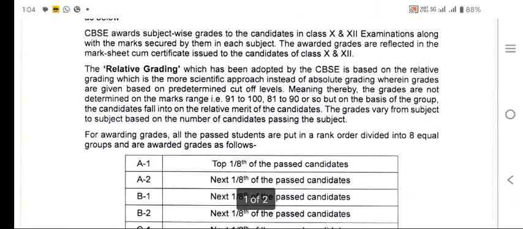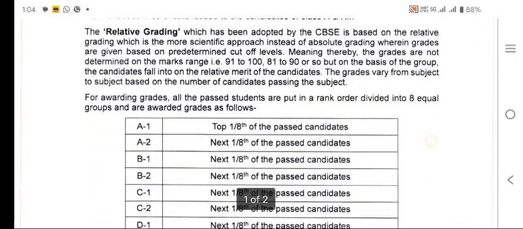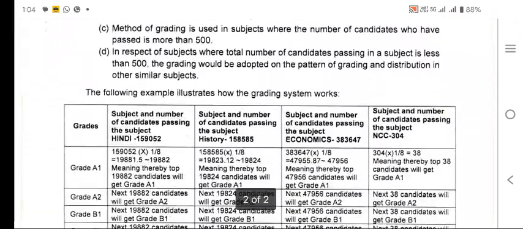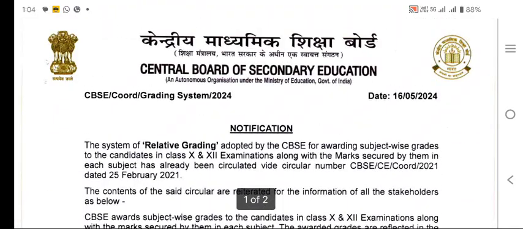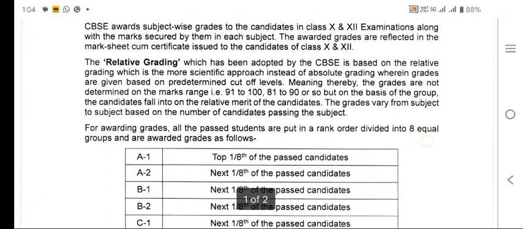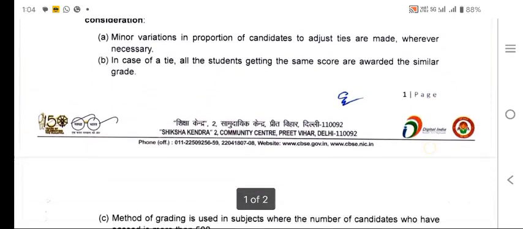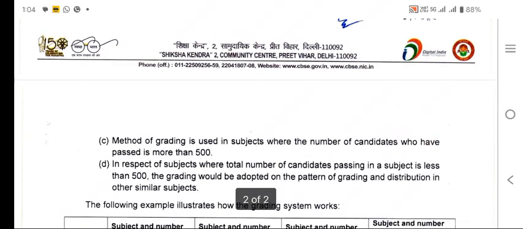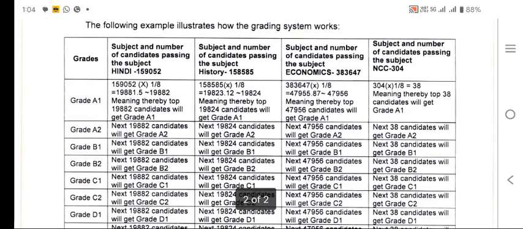That means the students will be awarded grades under the relative grading system. So please go through the circular. You can get the circular on the CBSE main website. If you have any doubt or anything else, go through the circular and you can get the idea about all those things. So it is a very important circular. Please go through the circular.